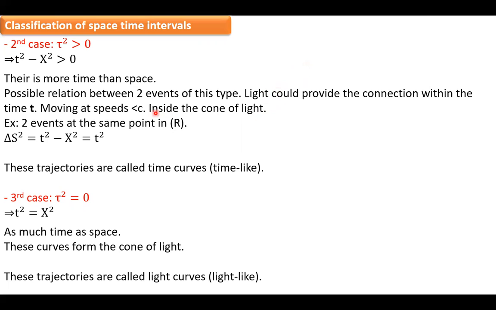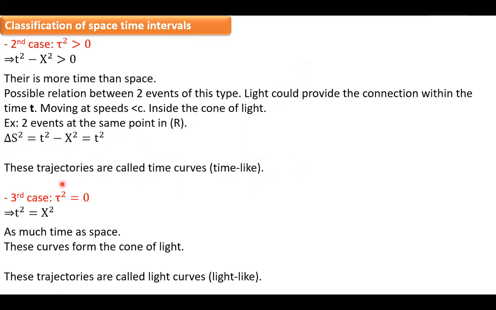If you can connect them with something that travels with less than c, then you are inside the cone of light. For example, if two events are happening at the same point in a frame R, so delta x is 0, then your delta s squared is equal to t squared, which is a positive quantity. So you have more time than space, so you call these trajectories time-like trajectories or time-like world lines.